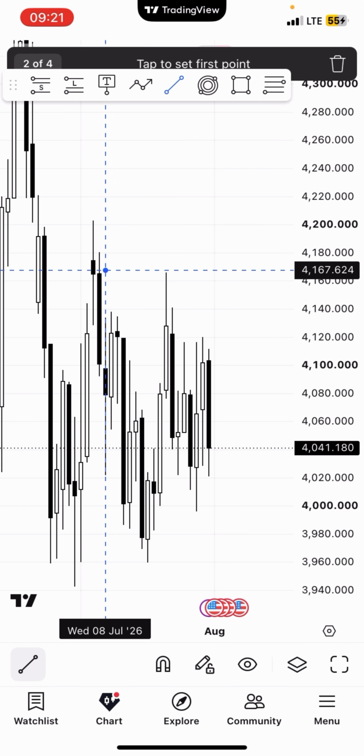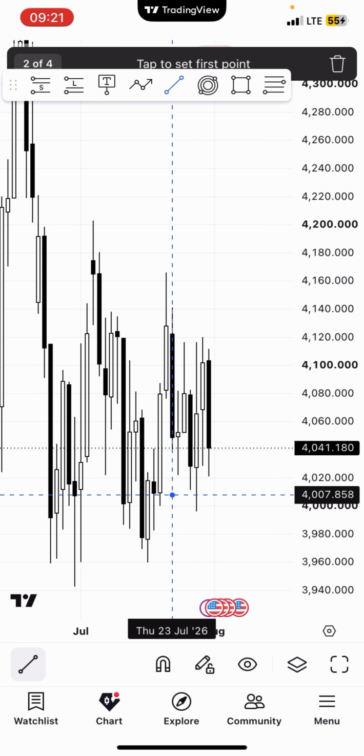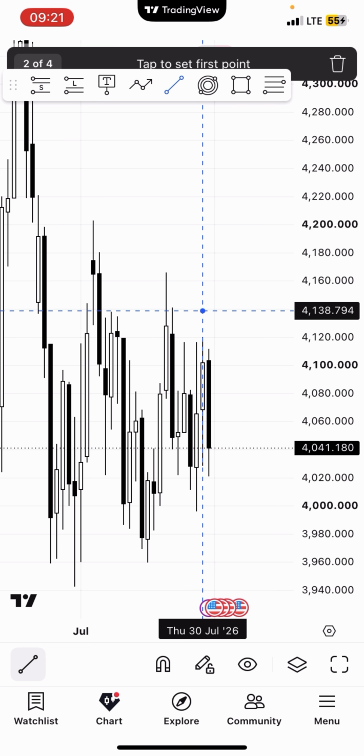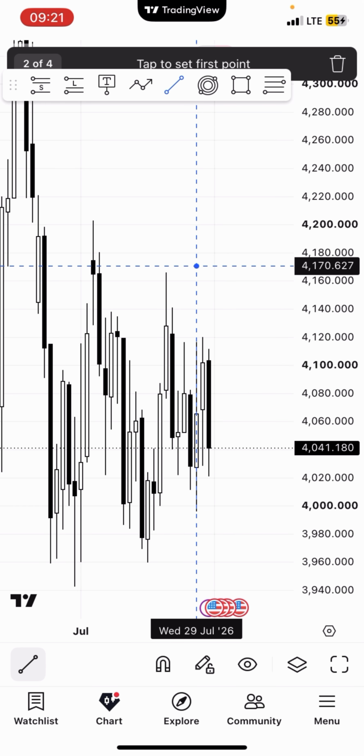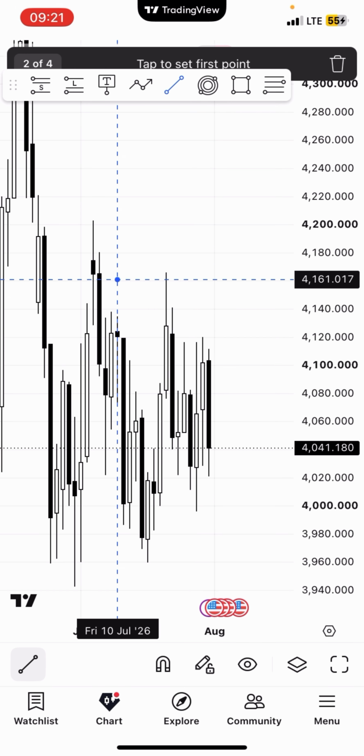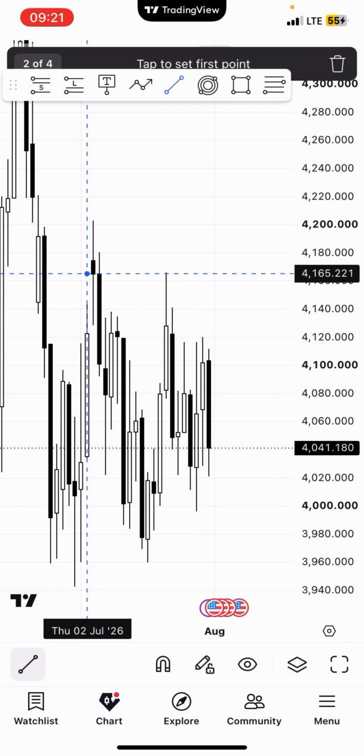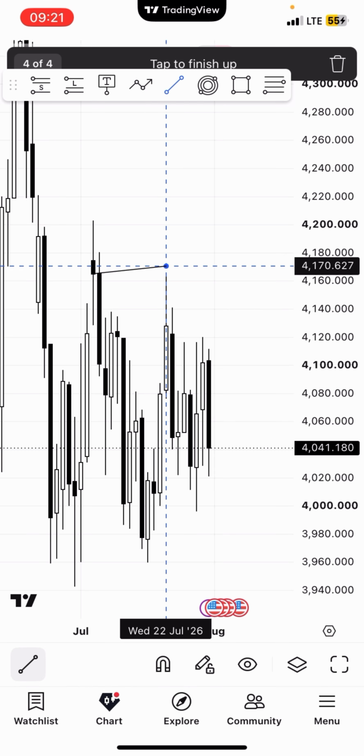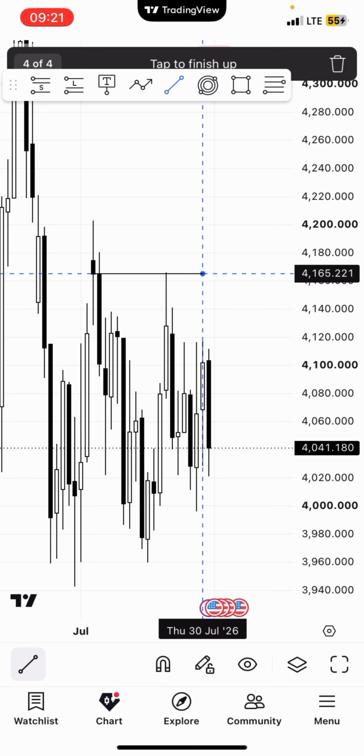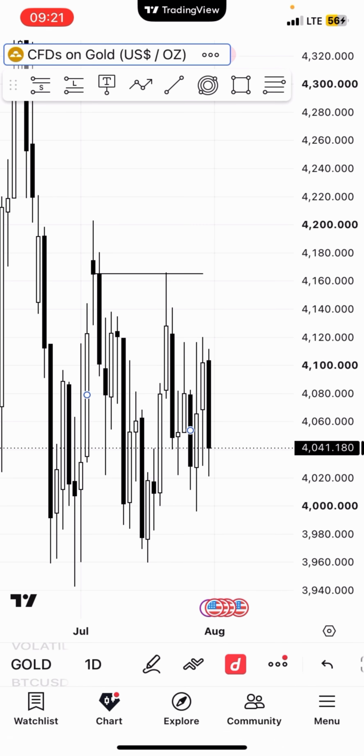Price moves from one internal liquidity to another internal liquidity, or from internal liquidity to external liquidity. If you don't understand, just know that price moves from one liquidity to another. So at this internal liquidity, there is a zone right here that price was reacting from, so I marked it out.